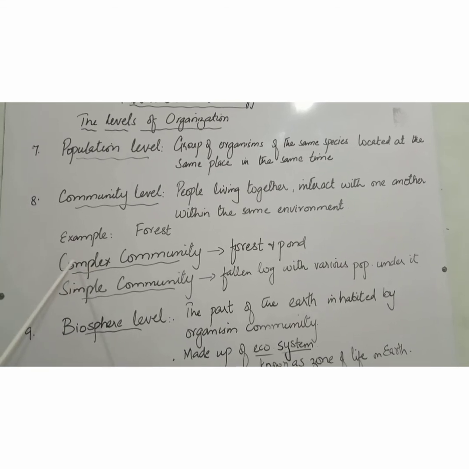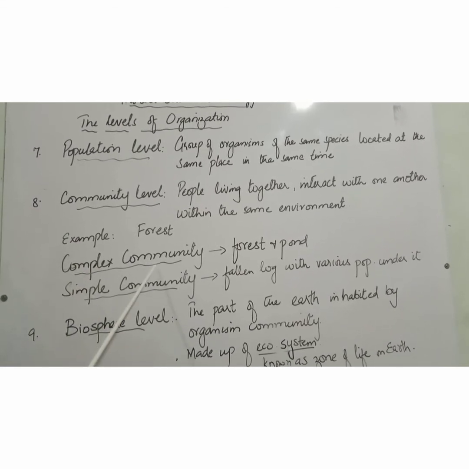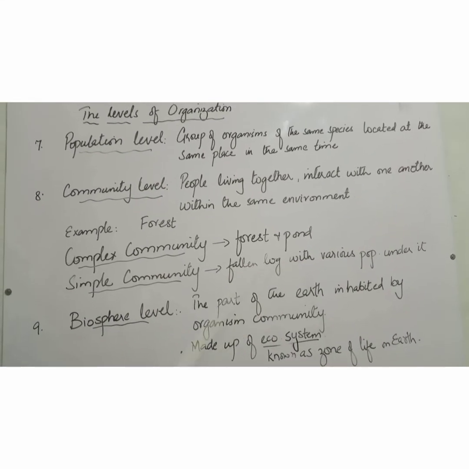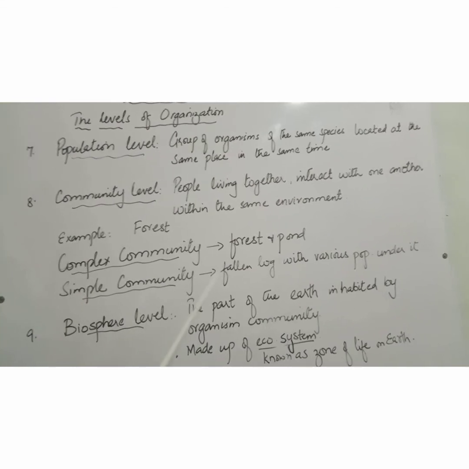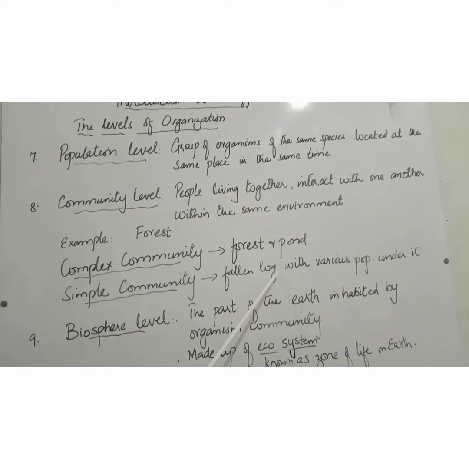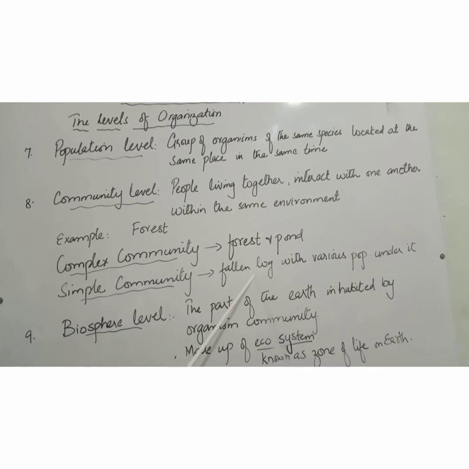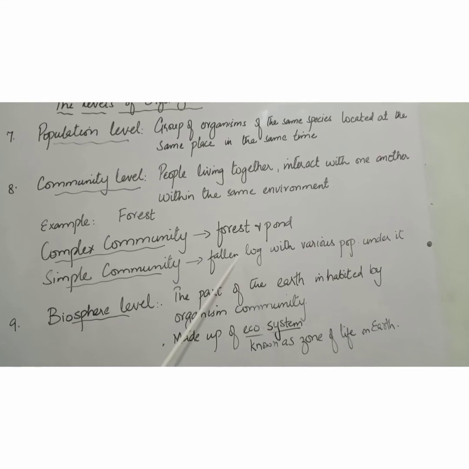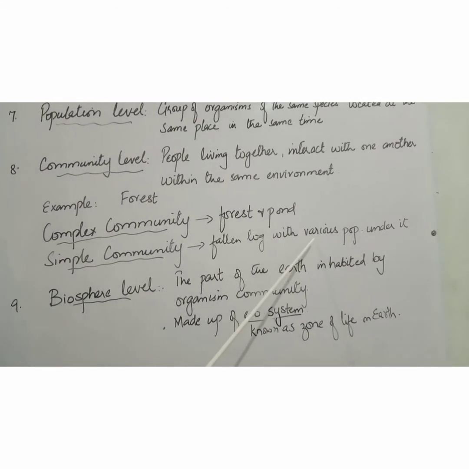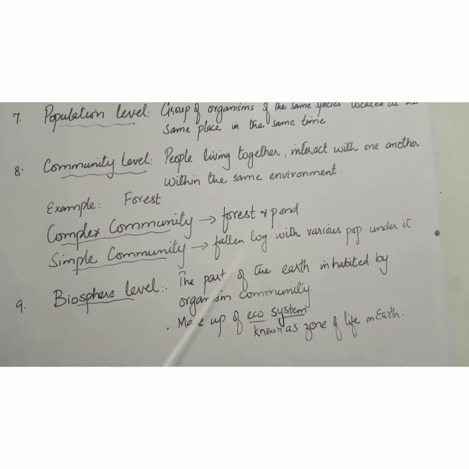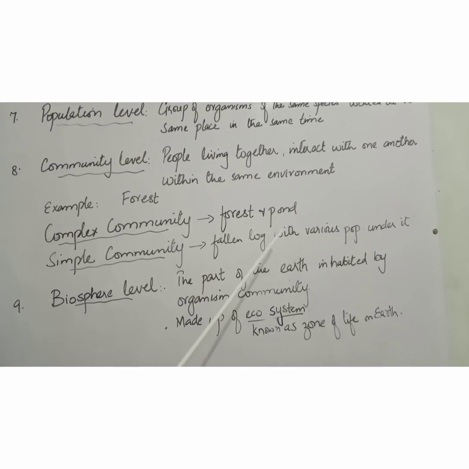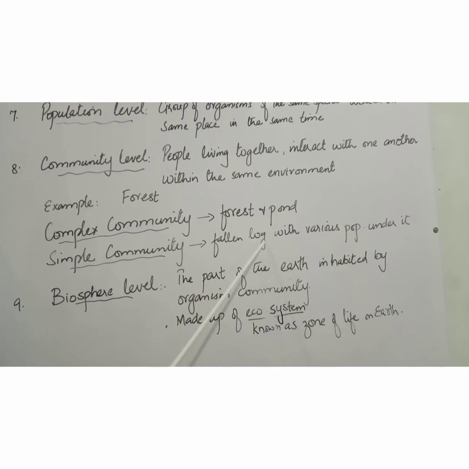Now next is the complex community. What is a complex community? Examples of a complex community are a forest and a pond. And the example of a simple community is a fallen log with various populations under it. By log we mean wood that has fallen down. When a wood falls down, small plants can pop out of it. So by simple community we can mean the small plants which pop out of the fallen log.